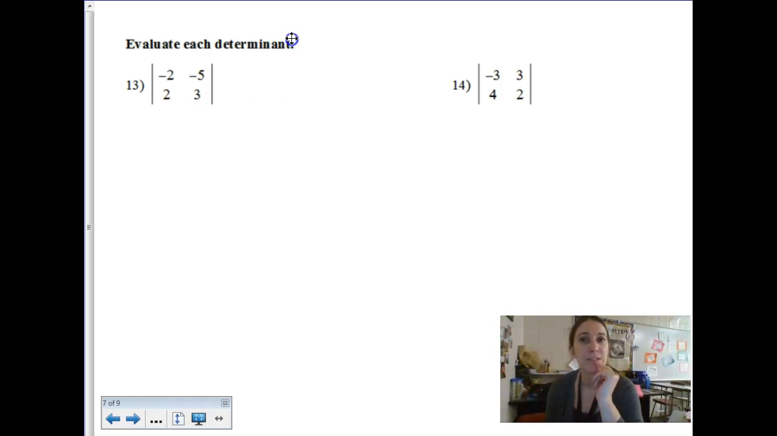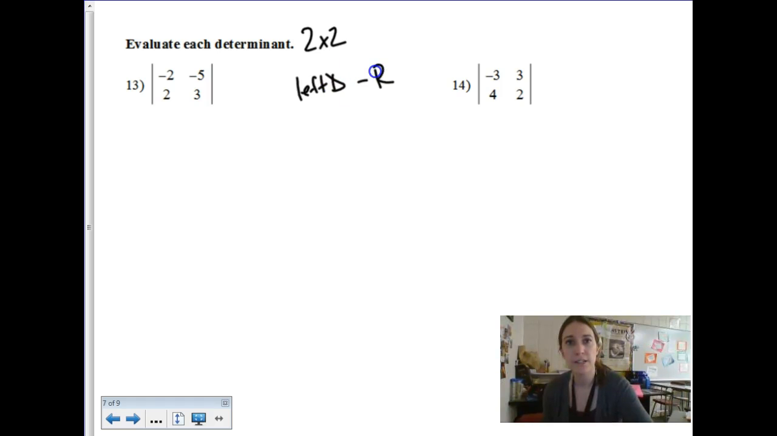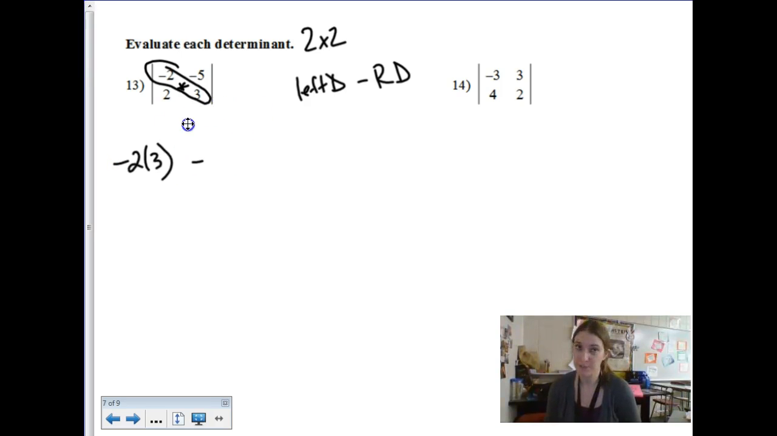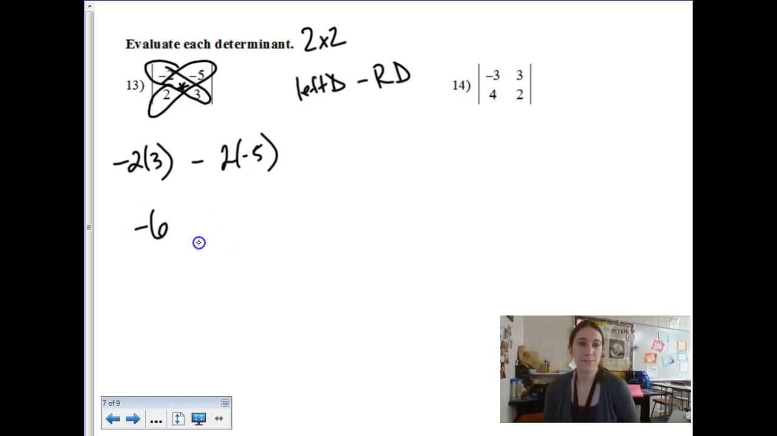I think we're going to be skipping this in class for the idea of what a determinant is, but if you have a 2x2 determinant, what you do is you take the left diagonal and you subtract the right diagonal. So what I mean by the left diagonal is this one right here. And you multiply that diagonal together. So you do negative 2 times 3, and then you throw down a subtraction symbol, and then you find your right diagonal, which is 2 times negative 5, and you subtract. So negative 6 minus negative 10 is plus 10. So the value for the determinant of this 2x2 is 4.